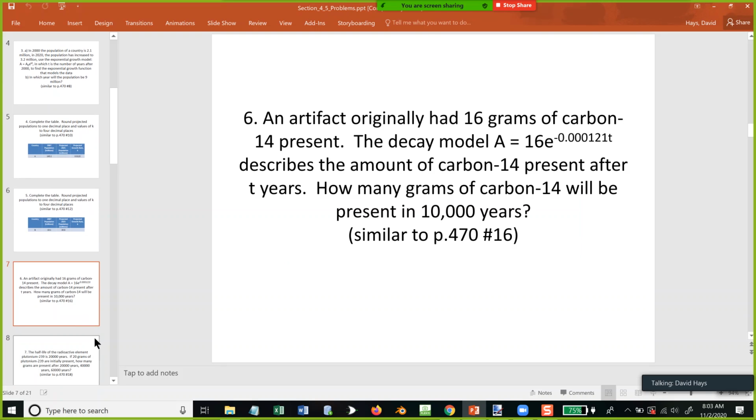Now here it talks about an artifact that originally had 16 grams of carbon-14 present, and a decay model describes the amount of carbon-14 present. How many grams of carbon-14 would be present in 10,000 years? So this is carbon dating, where they can age something. If you plan to go into archaeology, then it probably wouldn't be a bad thing for you to look at that problem. Although I had an archaeology major one time, and he indicated that there are more advanced methods in carbon dating for dating something in terms of age.